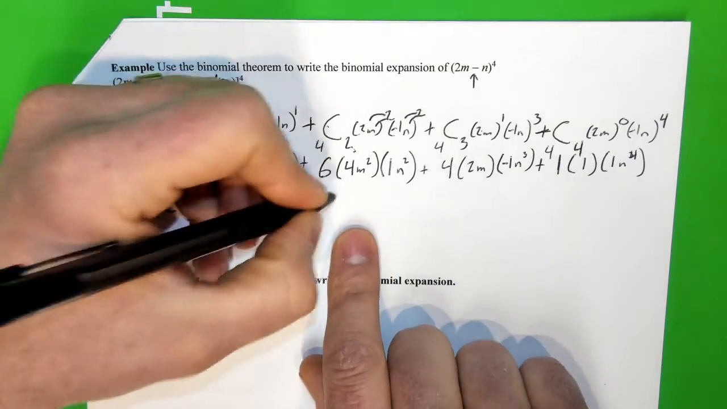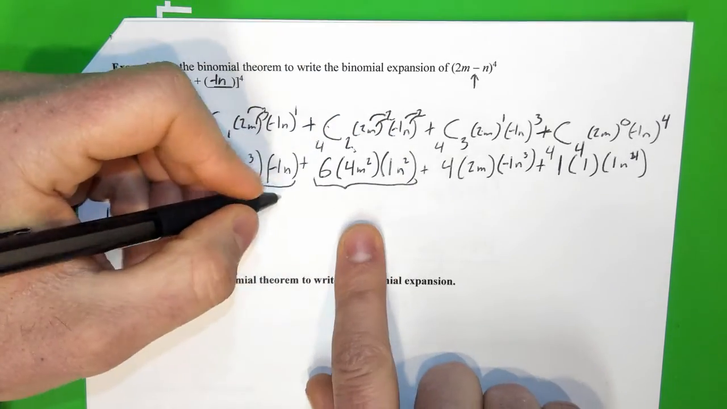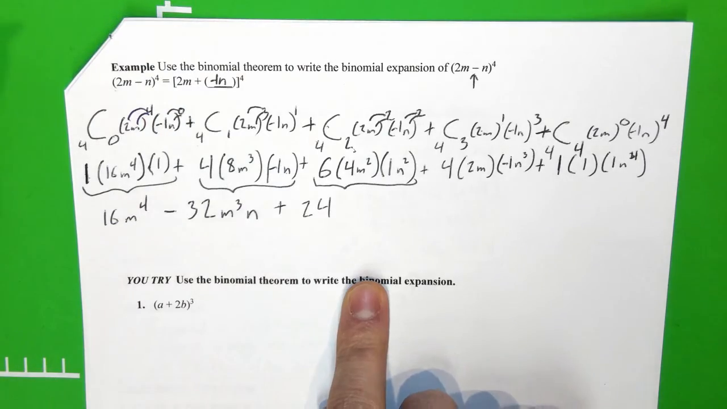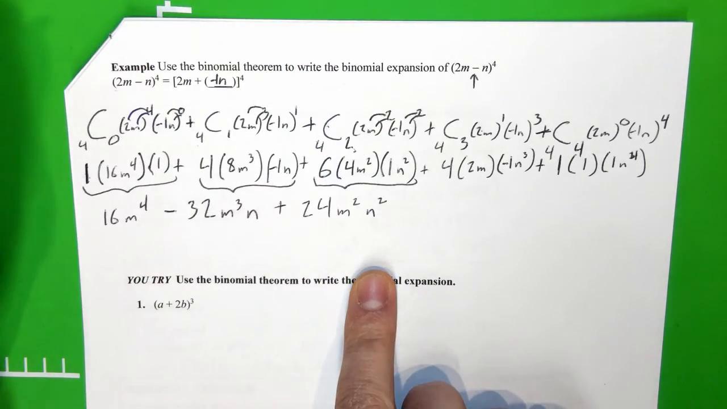Let's do another one. Now we're going to take our 6 and our 4, and this time a positive 1. 6 times 4 is 24, and times a positive 1 is going to make it positive still. We're going to keep our m squared and our n squared.